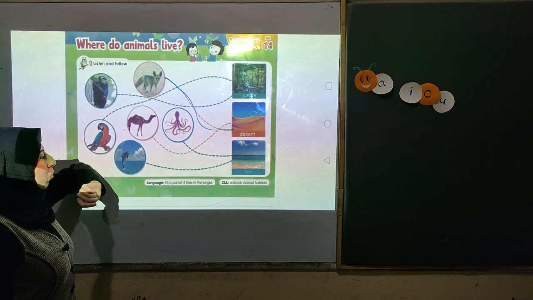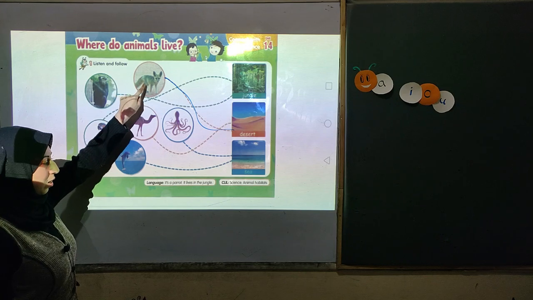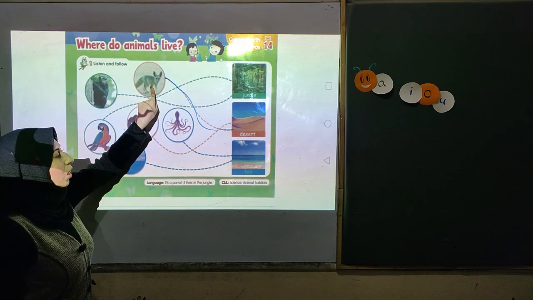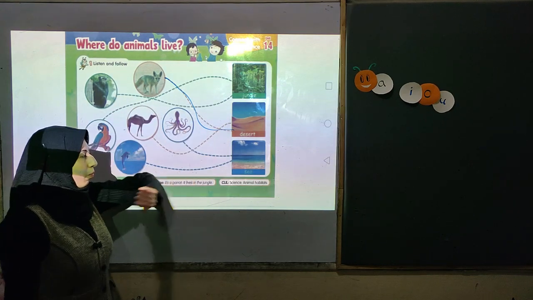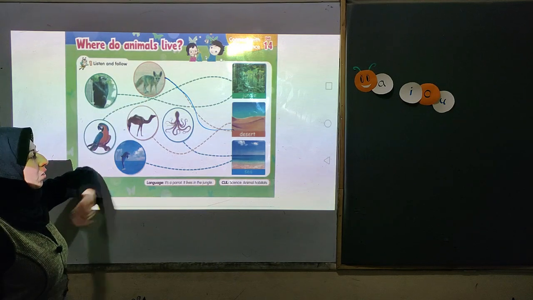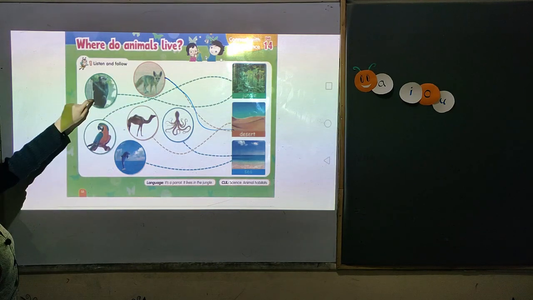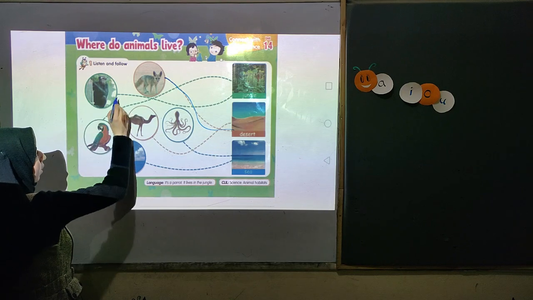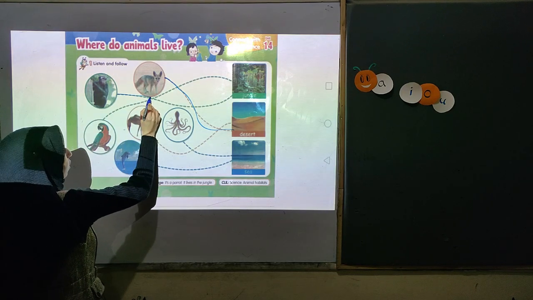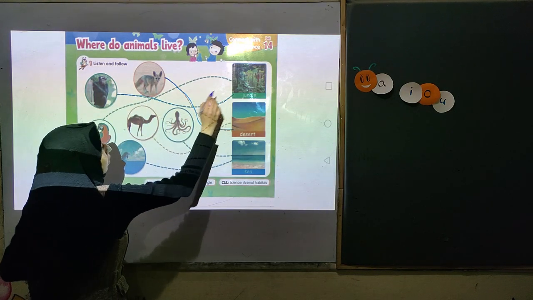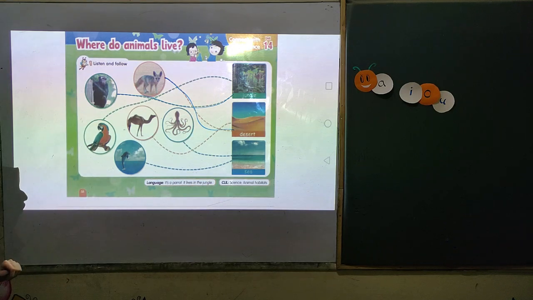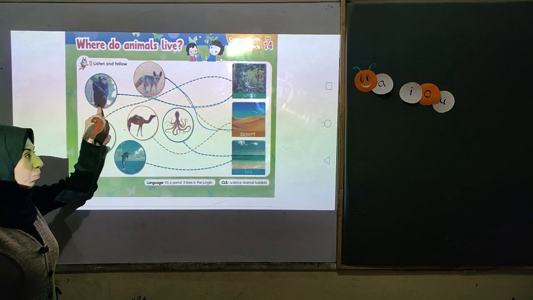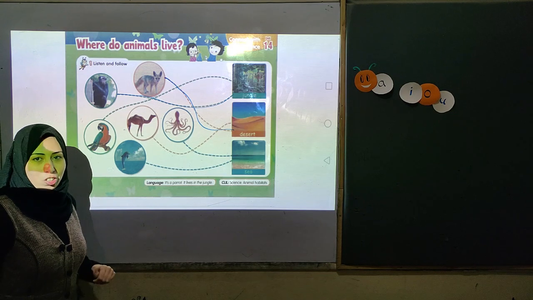Okay. So it's a fox. It lives in the desert. Okay. Number two. It's a monkey. Okay. Let's see where does it live. Okay, it lives in the jungle. It's a monkey and it lives in the jungle.